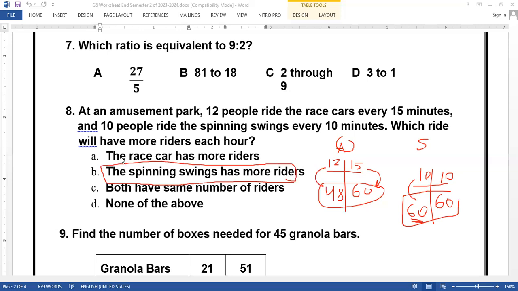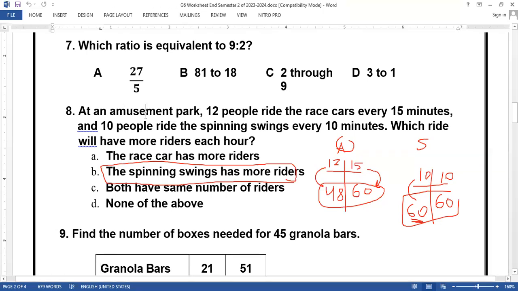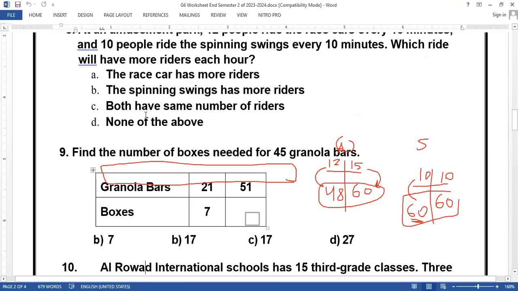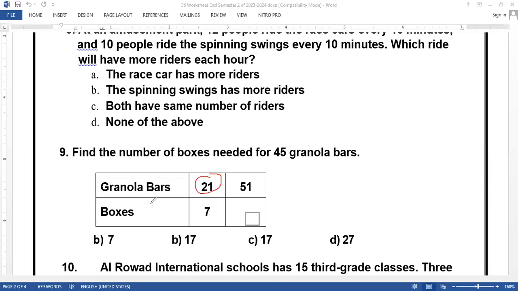Number 9, find the number of boxes needed for 45 granola bars. Now here, same, we need to know these equivalent rates: 21 granola bars in 7 boxes, 51 granola bars. How many boxes do we need to fill them? The best way is to find the unit rate. What I mean, 21 bars in 7 boxes. So in each box, 21 divided by 7. In one box, we have 3 bars.